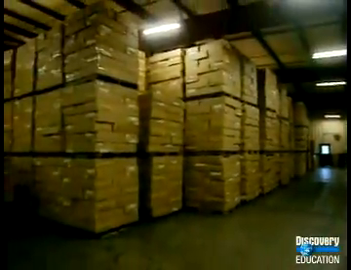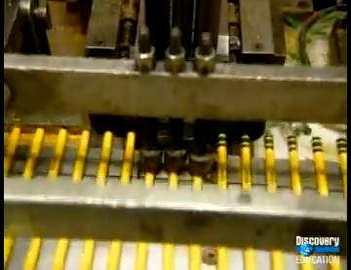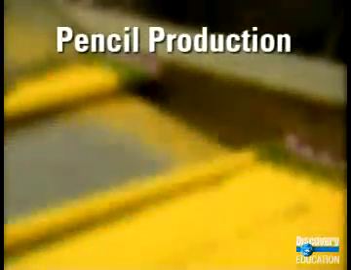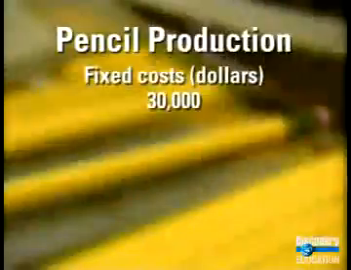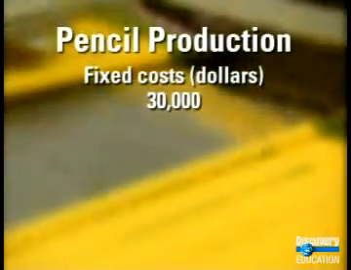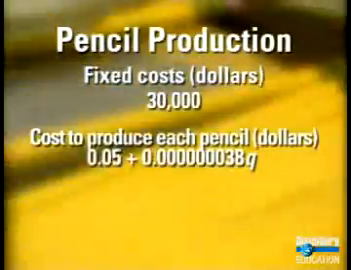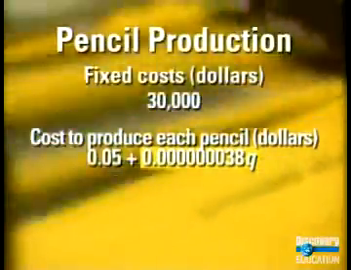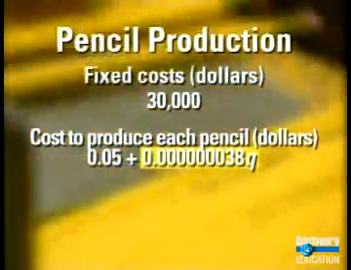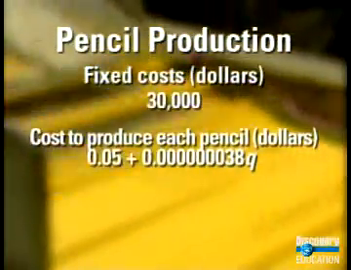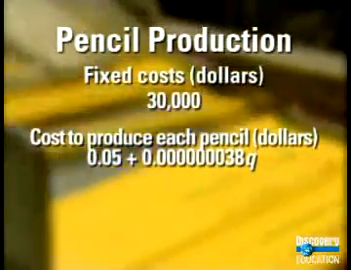As more pencils were produced, costs for materials, and therefore the cost of production per pencil, would increase. Suppose for any amount of pencil production in a day, it costs the factory $30,000. Those are its fixed costs. Beyond that, production of each pencil costs 5 cents, plus another 38 billionths times Q if Q pencils are produced. 38 billionths times Q is the increased cost per pencil due to the shortage of graphite.